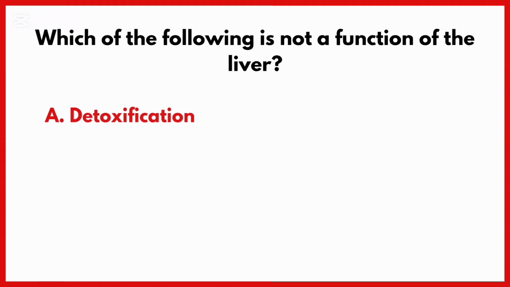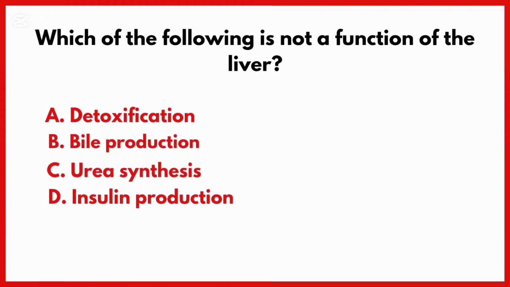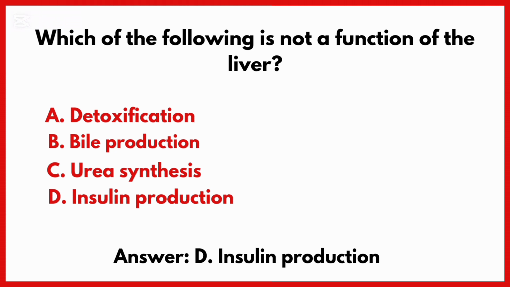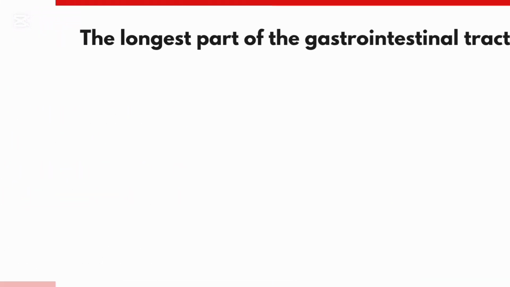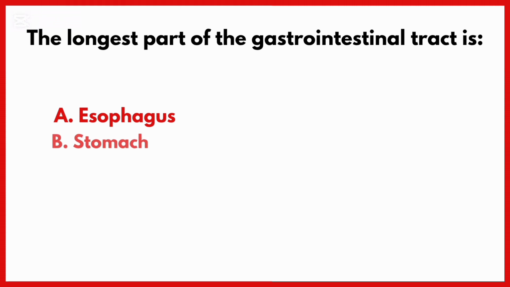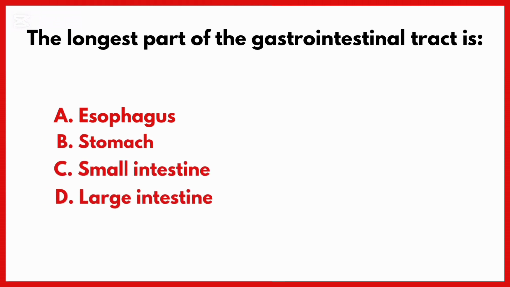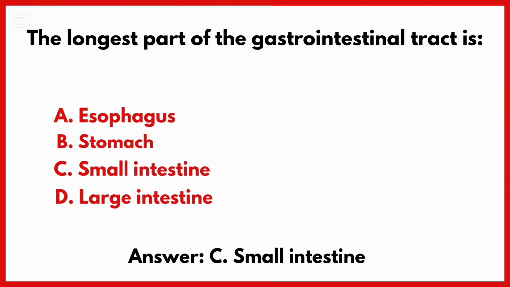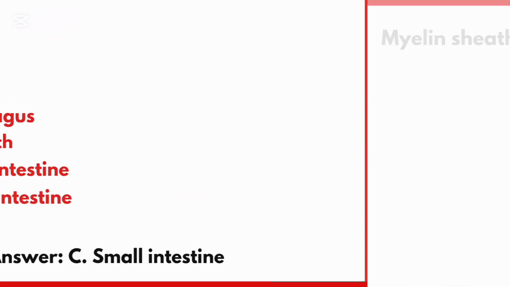Which of the following is not a function of the liver? Correct answer is option D, insulin production. The longest part of the gastrointestinal tract is. Correct answer is option C, small intestine.